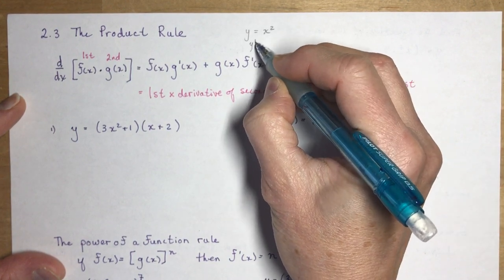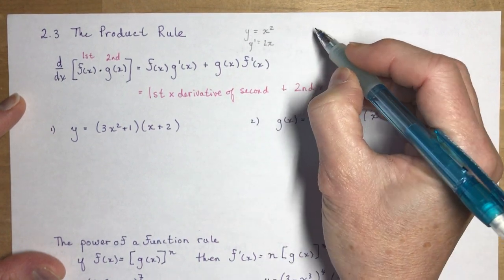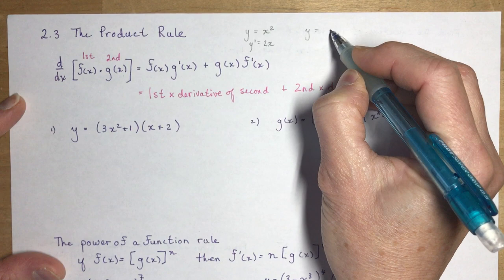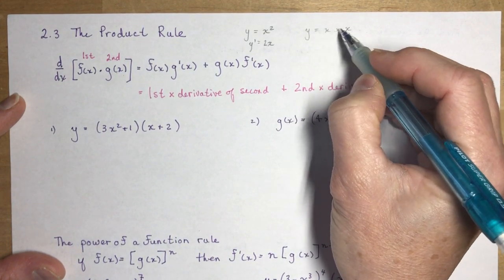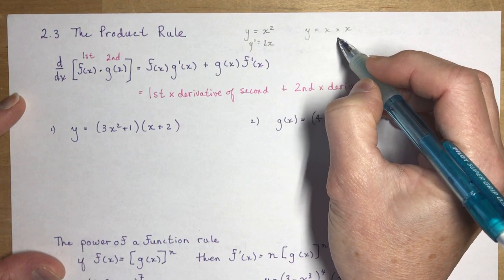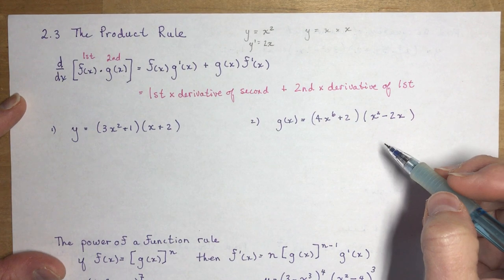Okay, so the reason you can't just differentiate each factor: say I said y equals x squared, you know the derivative y prime here would be 2x. And you could also say that y is equal to x times x. And if you did these individually, of course, you'd get 1 times 1, which is not 2x. So that's why they needed a product rule.